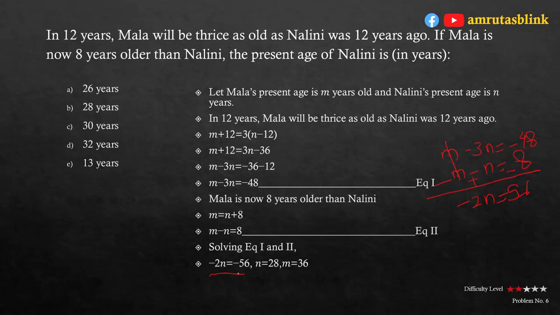First of all, we will cancel the minus sign, that is 2n is equal to 56 and hence n is equal to 28. Now, what is m? We will put this value of n in m is equal to n plus 8 and hence m is equal to 36. So, the present age of Mala is 36 years and the present age of Nalini is 28 years, that is option number B, 28 years.